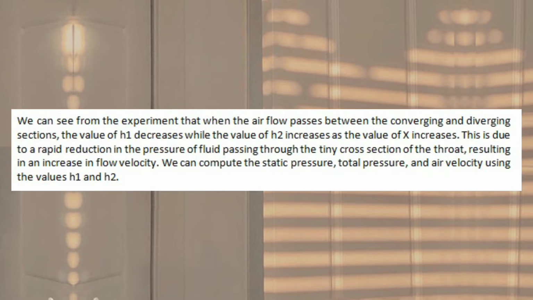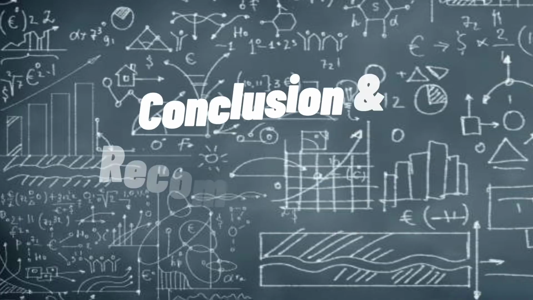In the experiment, when the flow passes between the converging and diverging sections, the value of H1 decreases, while the value of H2 increases as the value of X increases. This is due to a rapid reduction in the pressure of fluid passing through the tiny cross-section of the throat, resulting in an increase in flow velocity. We can compute the static pressure, total pressure, and air velocity using the values of H1 and H2.